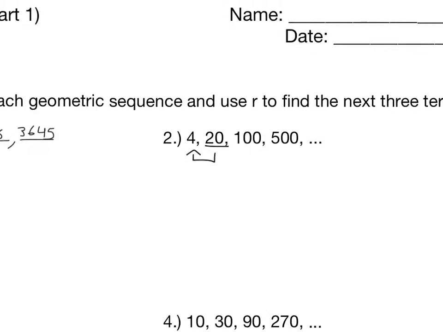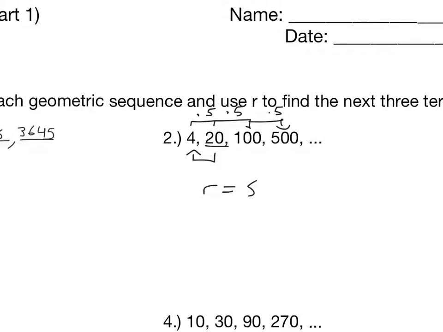So for the next one, again, you just take this, divide it by your previous term. That'll give you your common ratio, which would be 5. Means we're multiplying by 5 every time. And 20 times 5 is in fact 100. 100 times 5 is in fact 500. So your common ratio is going to be 5.